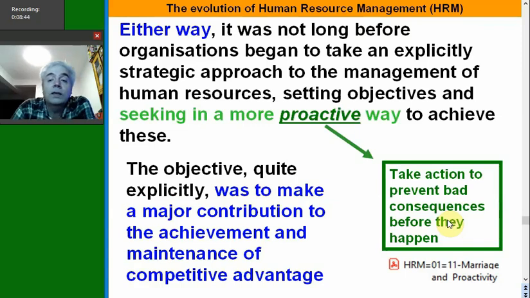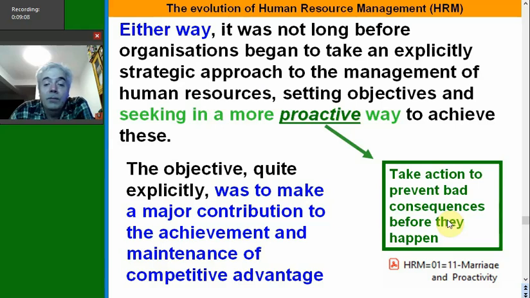Either way, it was not long before organizations began to take an explicitly strategic approach to the management of human resources, setting objectives and seeking in a more proactive way to achieve those, right? The objective quite explicitly was to make a major contribution to the achievement and maintenance of competitive advantage.